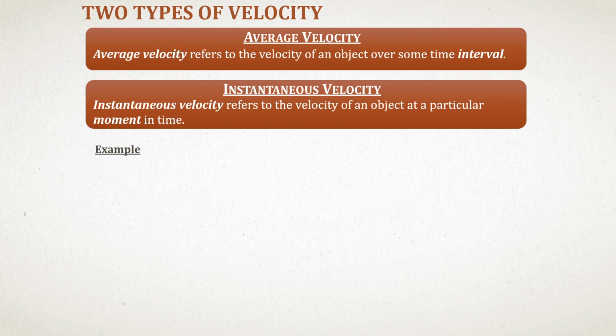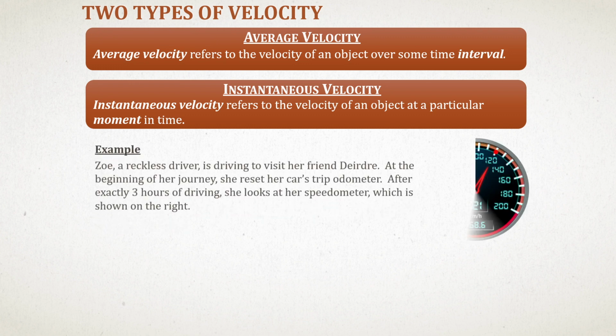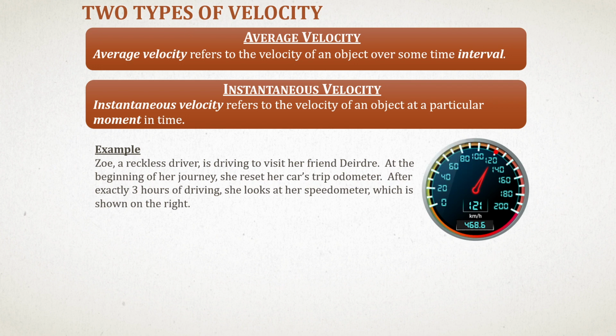Okay, so here's an example. Let's say we have a friend named Zoe. She's a reckless driver, and she's driving to visit her friend Deirdre. Now, at the beginning of her journey, she reset her car's trip odometer. That's just the little reading that we read to see how far we've driven from when we reset it to any point in time after that. And after exactly 3 hours, she looks at her speedometer, which is shown on the right. And the question here is, what is her instantaneous velocity at 3 hours?